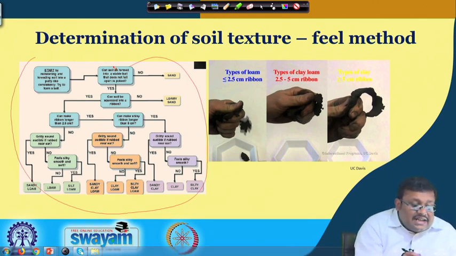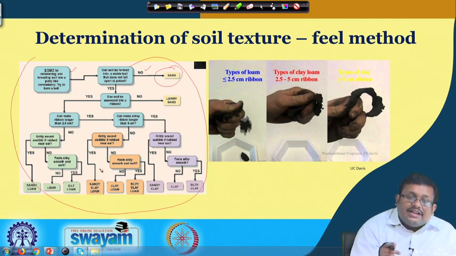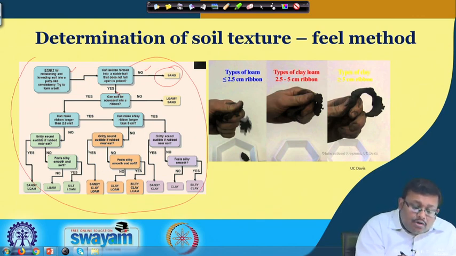For example, let us start by moistening and kneading the soil into a putty like consistency and try to form a ball. This is our first step. The second step asks: can the soil be formed into a stable ball that does not fall apart? If the answer is no, obviously this soil belongs to the sand class, because the soil cannot be formed into a ball. If it is yes, then we go to the next steps.